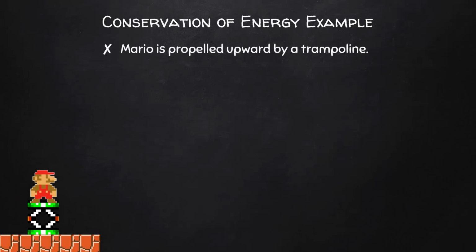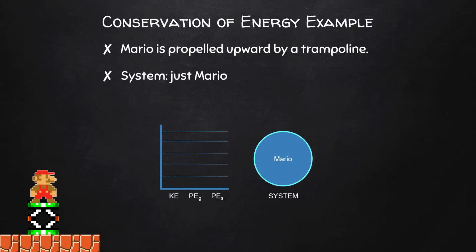Mario is propelled upward by a trampoline. Once again, I want to look at this problem with many different definitions of the system, just to see that we get the same result no matter what, as long as we're careful. First, let's say that the system is just Mario himself. He's not moving, so there's no kinetic energy. Within the system, there's no gravitational field, so there's no gravitational potential energy. And within the system, there's no spring or trampoline, so there's no elastic potential energy.